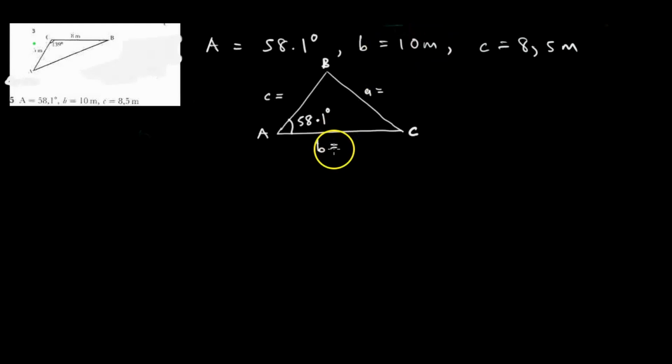So B yanzi 10 meters, we write our 10 meters panapa. C yanzi 8.5, we write our 8.5 apo. Saka tiri kutsvaga chi? Tiri kutsvaga this angle, and this side.